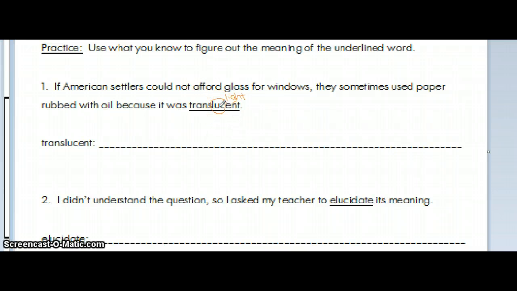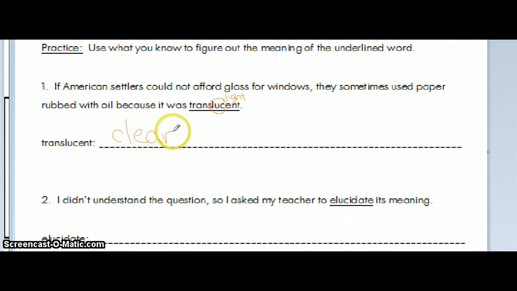Well, I know from experience, like when I drip oil on paper, it does get kind of clear and the light can go through. And that actually, having something clear in the window would really make sense. So I'm going to say that translucent means clear.